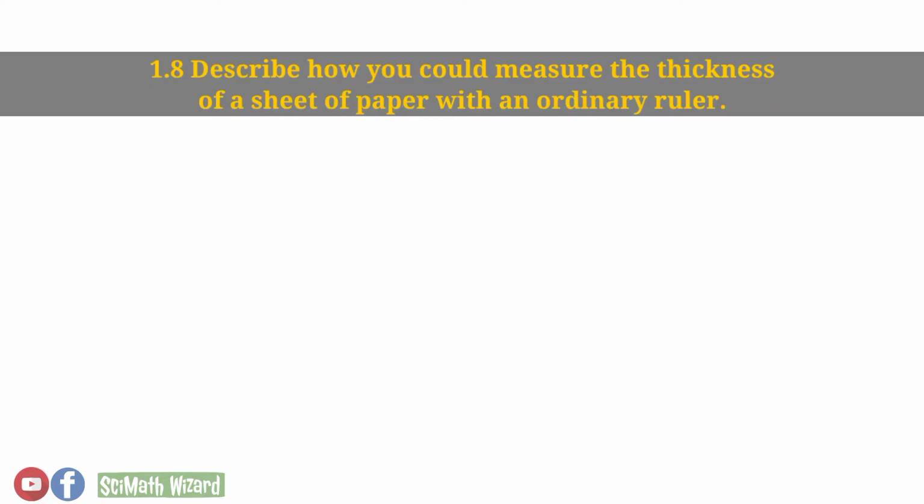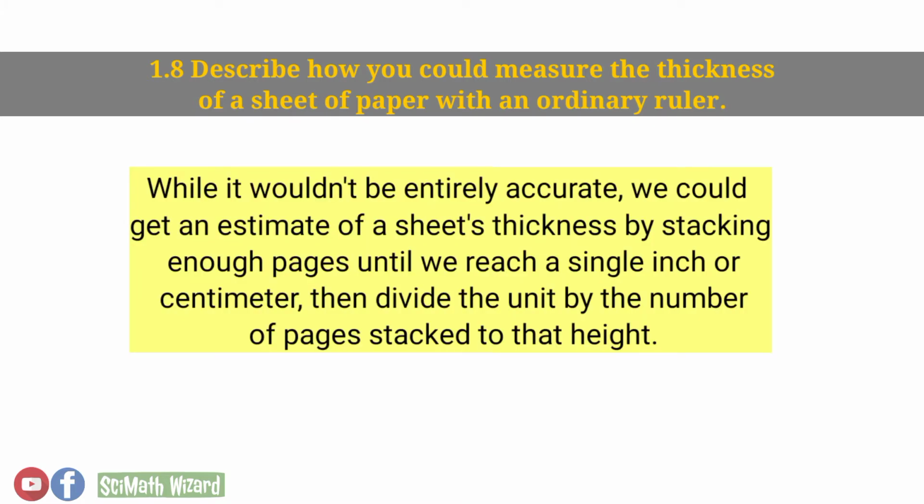Question 1.8. Describe how you could measure the thickness of a sheet of paper with an ordinary ruler. Well, it wouldn't be entirely accurate, but we could get an estimate of a sheet's thickness by stacking enough pages until we reach a single inch or centimeter, then divide the unit by the number of pages stacked to that height.